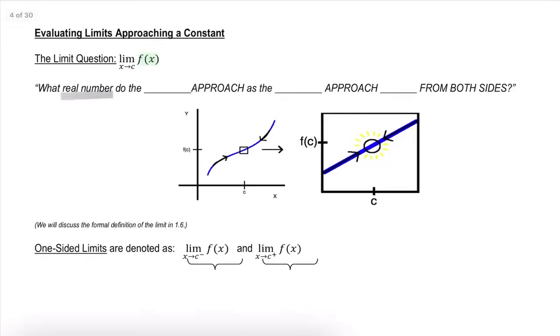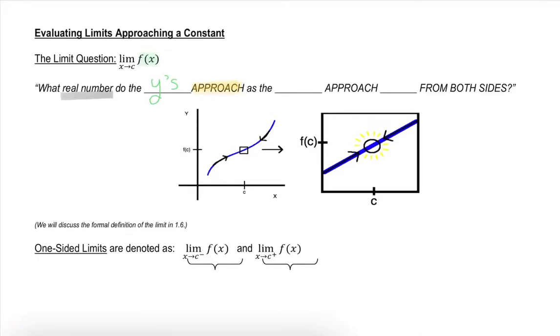This function here is the f of x, which means we're really going to be focusing on the y's, the output values. So what real number are the function values, the y's, approaching? Again, pretty key here. We're not actually talking about what it's equal to. We're talking about what it is approaching. That's key language here with the limit.